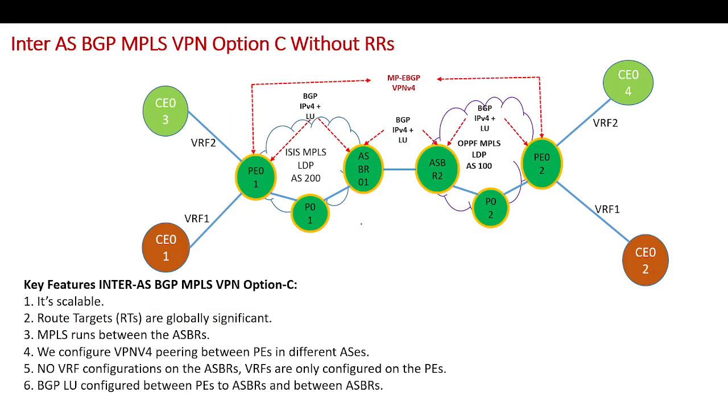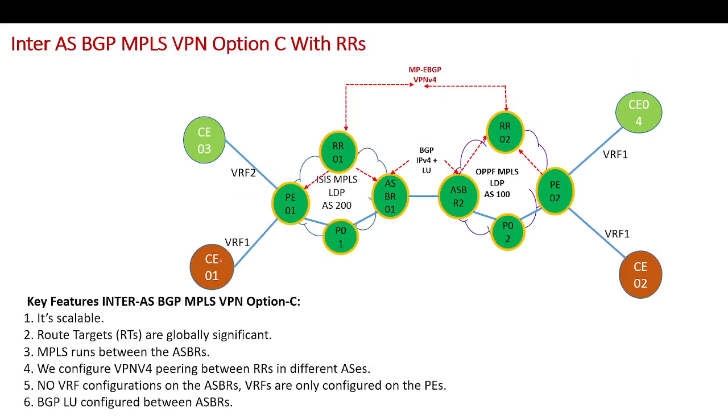Now to the option that is preferred for inter-AS communication, we have option C. With option C, we have two solutions. We have one without route reflectors and another one with route reflectors. If you don't have route reflectors in the network, you configure BGP VPNv4 peering between the PEs. But how many PEs do you have in your network? You have many PEs. So if you don't have the RRs, you still have a lot of work to do for option C without RRs.